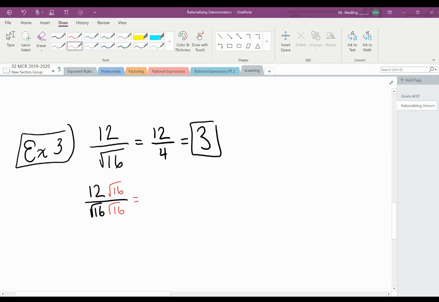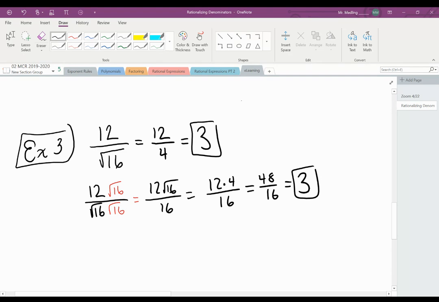And what happens is you get 12 square roots of 16 over 16, which is really 12 times 4 over 16, which is 48 over 16, which is still 3. So you see, if you can recognize you have a perfect square before you start, you can save yourself trouble. Just immediately take that square root of 16, make it a 4, and simplify.